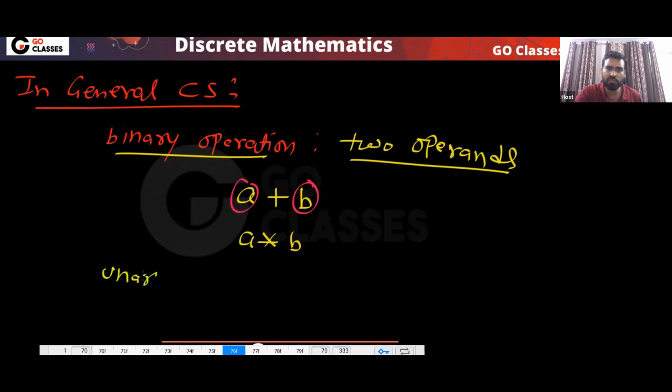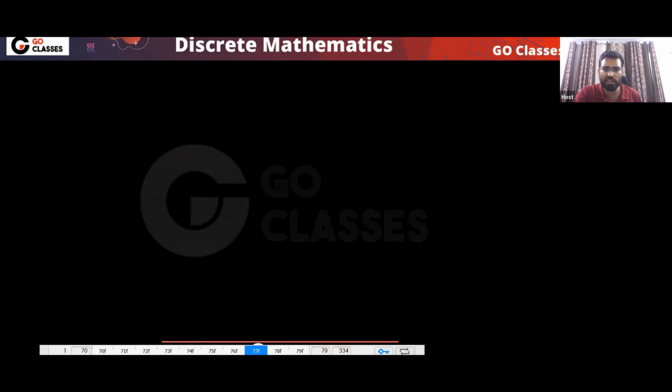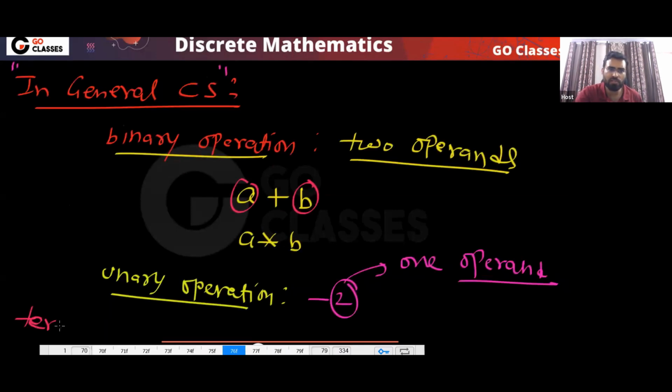What is a unary operation? A unary operation means basically one operand. For example, -2: here only a single operand we have. This happens in general computer science. Like the ternary operator: can anyone tell me an example of a ternary operator? Yes, this is the example in C programming. You study this. This is the example of a ternary operation in C programming, right?